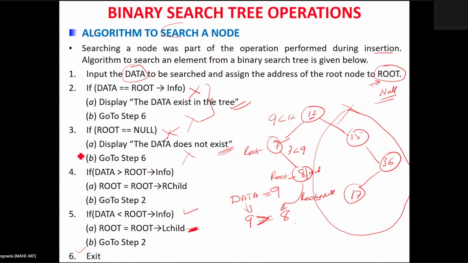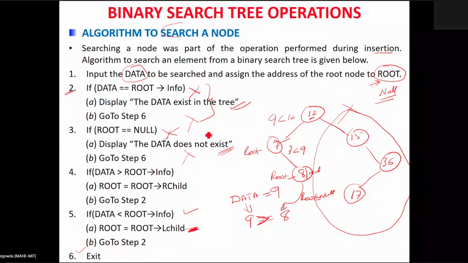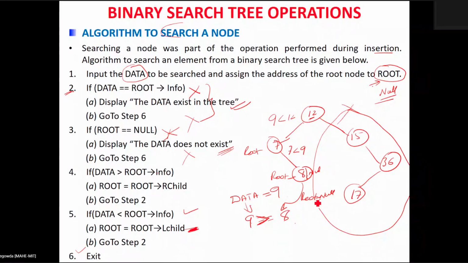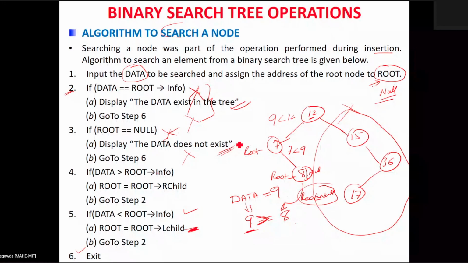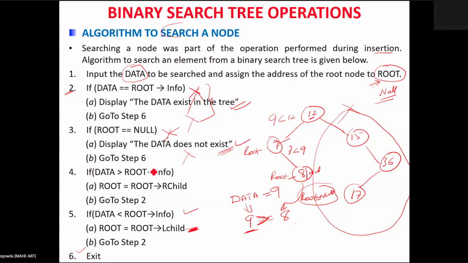Now you are going back to step 2. You compare root points to info with data, but because the root is null, it does not point to any value. Again, this fails. Now, if root is equal to null, yes, it is, and the data to be searched is 9. When the root is null, it is understood that the data we are searching does not exist in the binary search tree, so the error message will be displayed and you terminate the process.